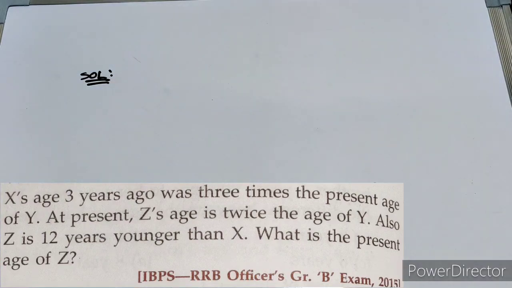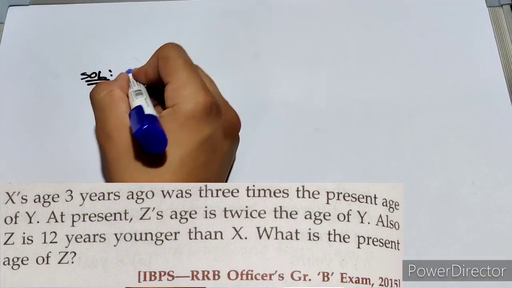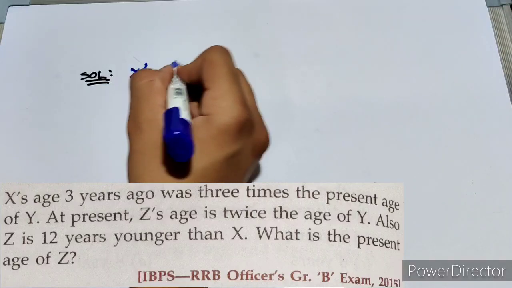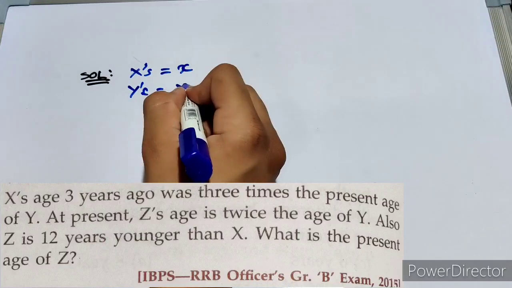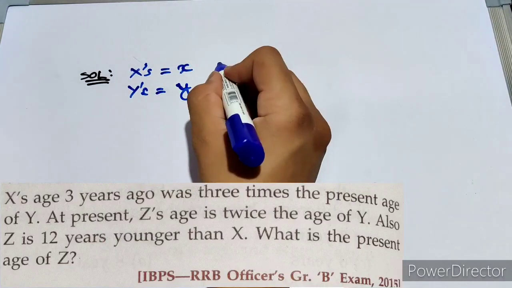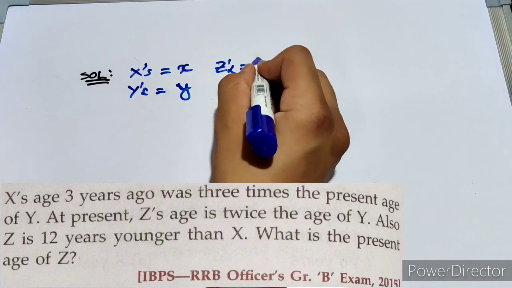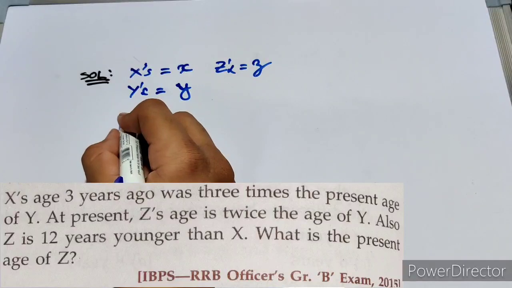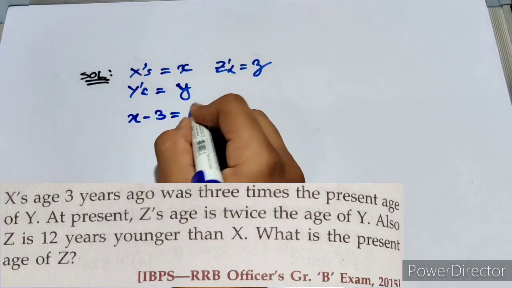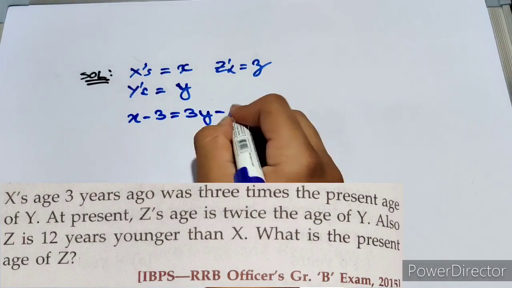So something about x, y and z are given. Let us assume that x's present age is x, y's present age is y, and z's present age is z. Now x's age 3 years ago was 3 times the present age of y. x's age 3 years ago will be x minus 3 is equals to 3 times the present age of y, first equation.